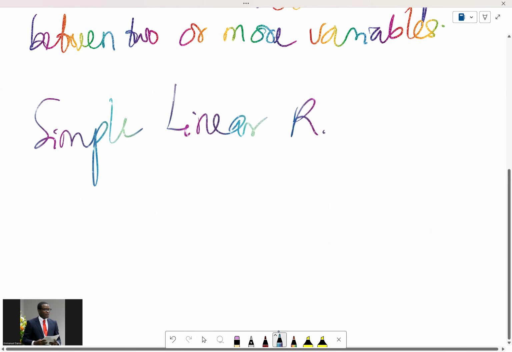Then beta naught is the intercept, which represents the value of y when x is 0. That's more like the base, so you can't go below that beta naught. It's like the basic thing, even when nothing is happening.